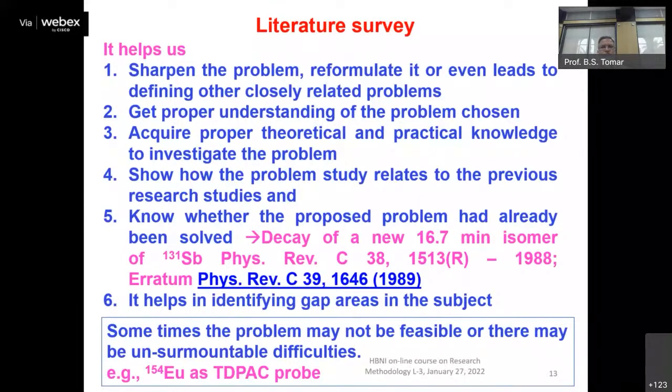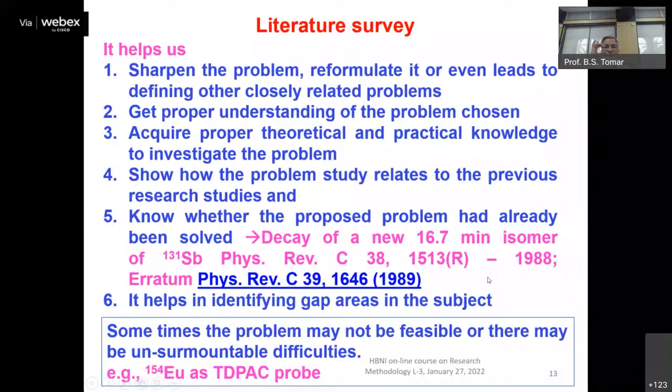It also helps us show how the problem studied relates to previous research studies. When you are taking up a new problem, it could be an extension of a problem handled by previous people, and you know whether the proposed problem has already been solved. Many times, if you have not done an extensive survey, you may land up in a situation where, after publishing, you find that it is already done. And I will give you my own example. Good to give our own failures.